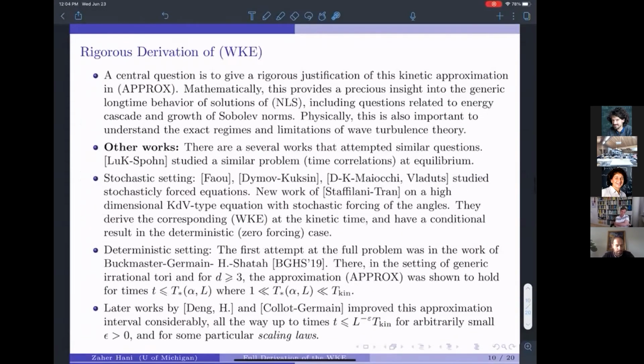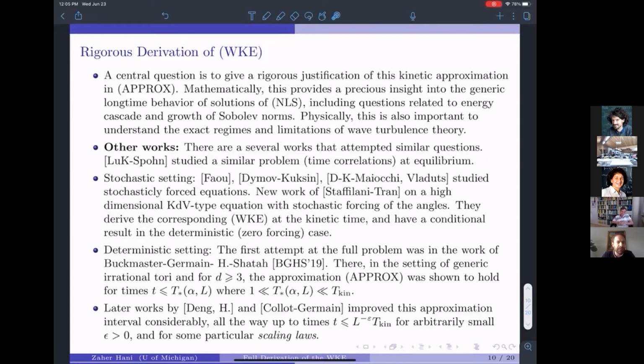Okay, so of course, the central question remains to give a rigorous justification of this kinetic approximation, or whether we can prove this approximation in a rigorous way. And mathematically, of course, this gives you a precious insight into the generic long-time behavior of solutions of NLS or any other dispersive system where you can justify the approximation. And this includes questions related to energy cascade and growth of Sobolev norms, etc. Also, from a physical point of view, this is important in order to understand the exact regimes and limitations of wave turbulence theory. So hopefully those works on the rigorous justification of the theory could have an impact as well on the physical theory in terms of understanding its limitations and regimes.